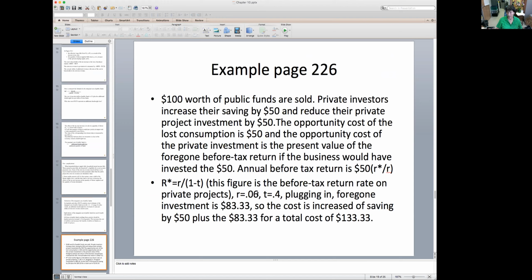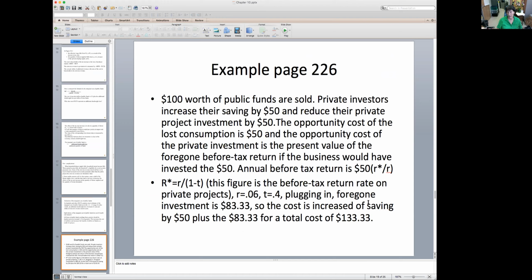Oh no, it's the consumption or the marginal savings rate, I believe. And then there's the tax rate. So you can just plug these into this formula and it will give you what R star is. And once you know what R star is and R, then you can do this multiplication and you get this magic little number of $83.33.